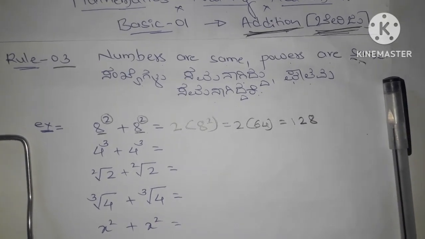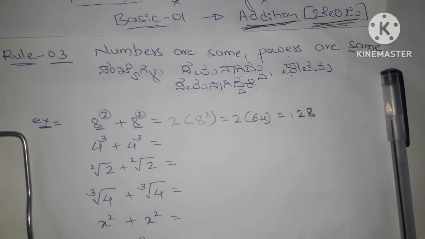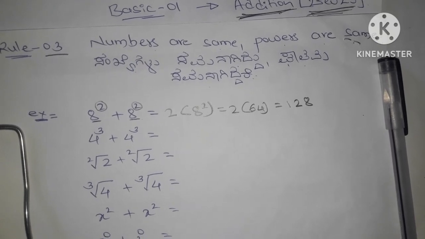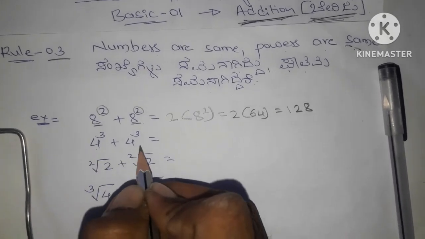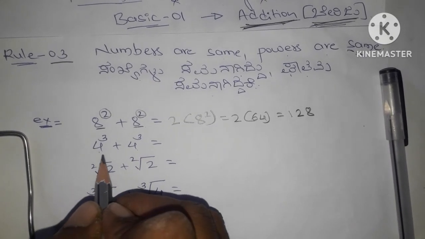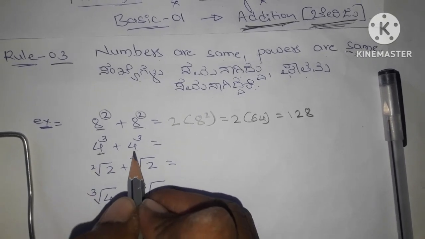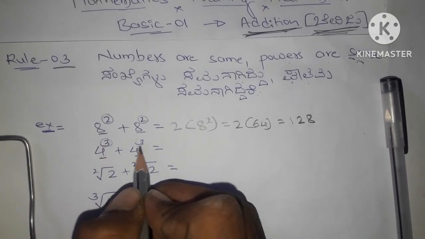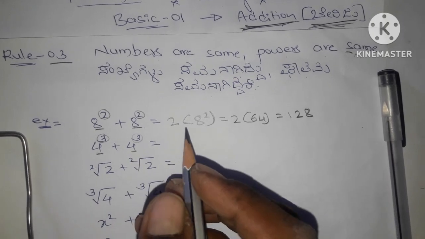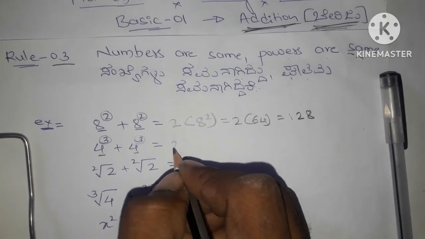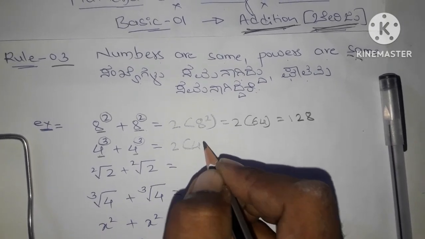So in this manner we have to solve problems like this. Next we have 4 cube plus 4 cube. Here also we can see the numbers are the same and their powers are also the same. So 4 cube plus 4 cube can be written as plus 2 into the bracket 4 cube.